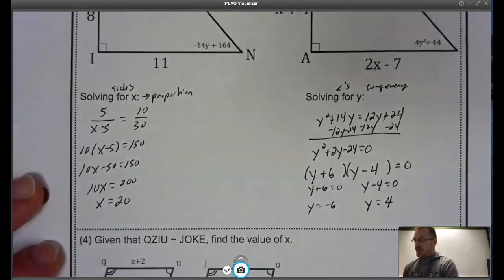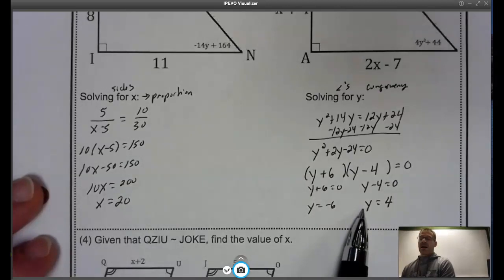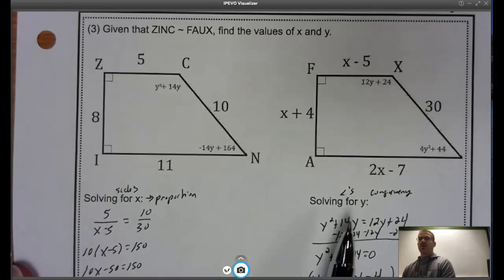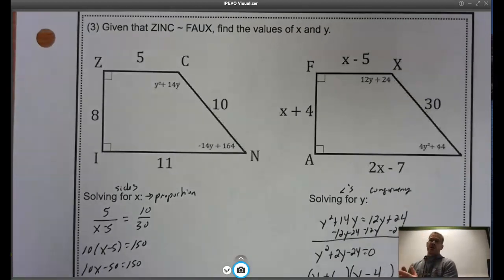Now, this is important because notice I do get two solutions. One or both might work, so I always have to go back and check both of them in my equation. Remember, when we're dealing with angles, there are two things I'm looking for. One, our angles have to be between 0 and 180 degrees. So they can't be more than 180, but that also means they can't be less than 0, so we can have no negative angles.